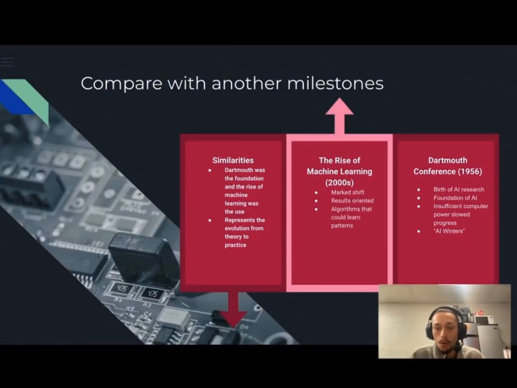1956 correlates heavily with how the Dartmouth Conference was mainly the birth of AI research and the theory around AI. However, they had problems with insufficient computer power at the time, considering it was the 1950s. They did not have the technology to see their ideas come to life. And that's where the rise of machine learning comes into play, because it marks the shift from theory to actual use. It is more results oriented.